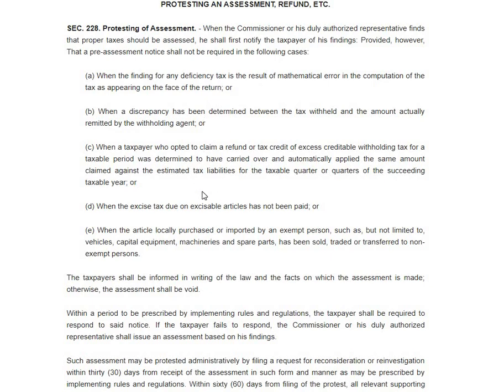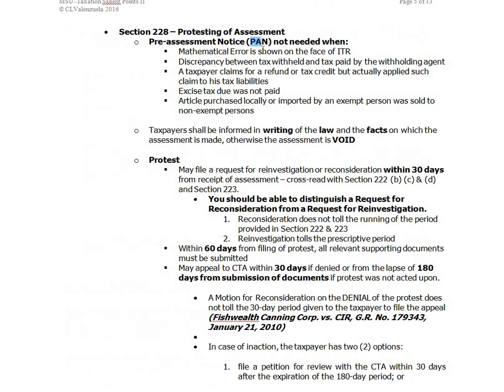Okay, so you have this mathematical error as shown on the face of the ITR, and PAN is not needed. Discrepancy between tax withheld and tax paid by the withholding agent, and it is not needed. Taxpayer claims for refund or tax credit but actually applied such claim to his tax liability, and it is not needed. Excise tax due was not paid, and it is not needed. Article purchased locally or imported by an exempt person was sold to a non-exempt person, and it is not needed. Do you remember the provisions in the VAT here?